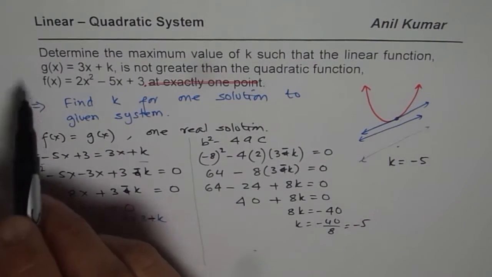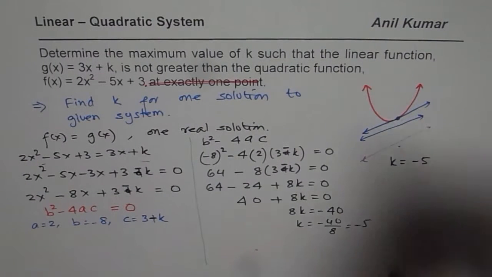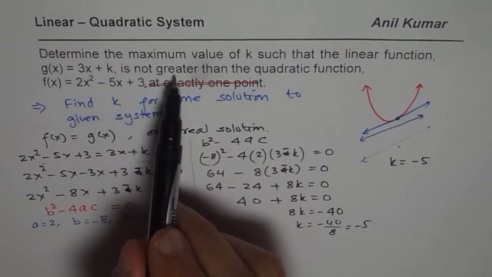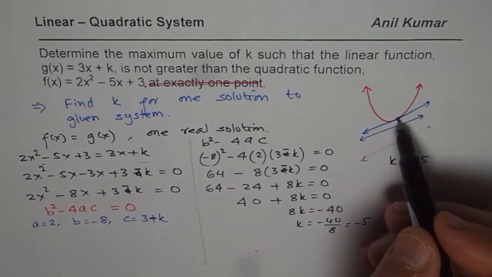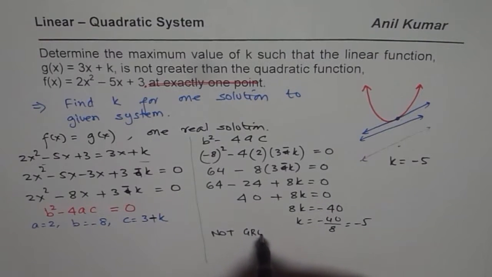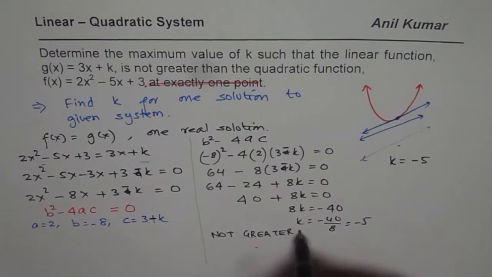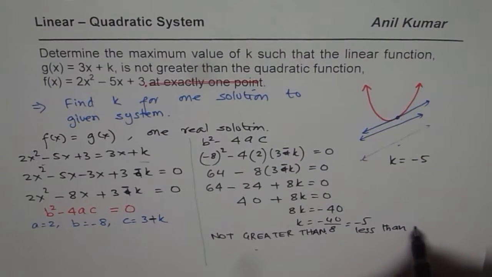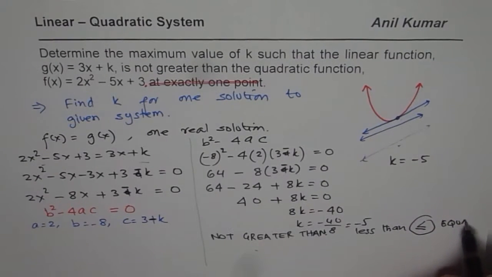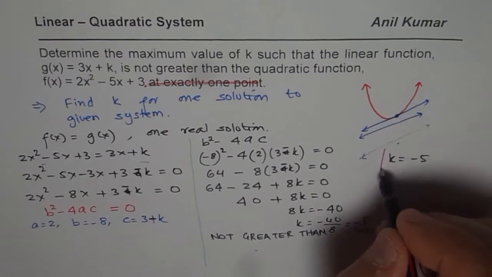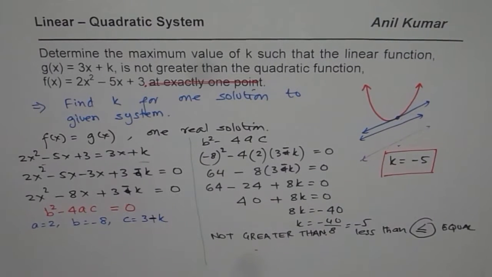Only then f of x and g of x will have this situation. It will be tangent and the line is not greater than, right? It could be equal to. Do you understand? Not greater than means less than and equal to, like this. Do you understand? Less than and equal to. And that's why we took this position of a tangent, right? So we get our solution that k should be equal to -5, correct?